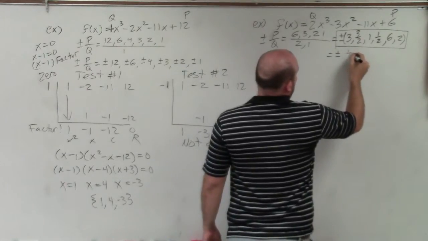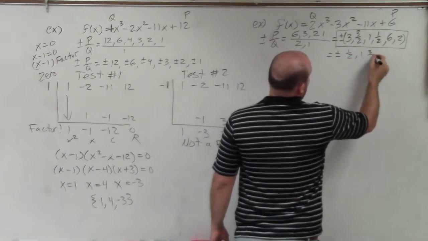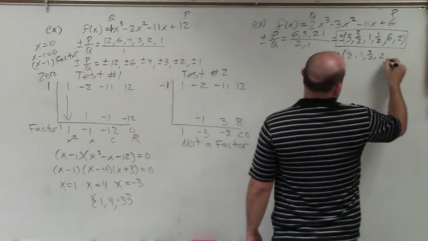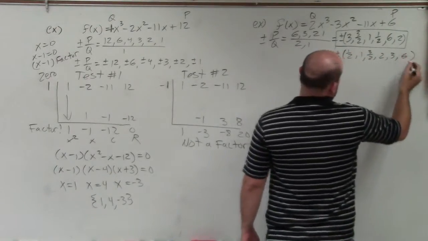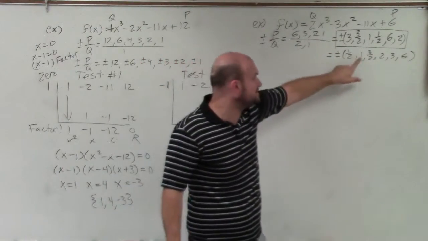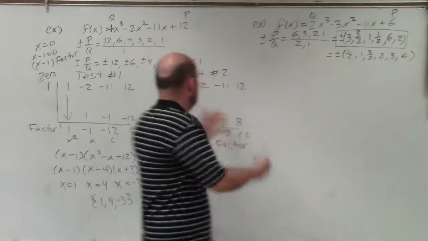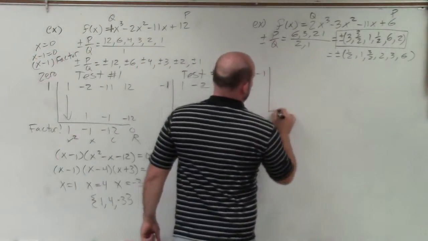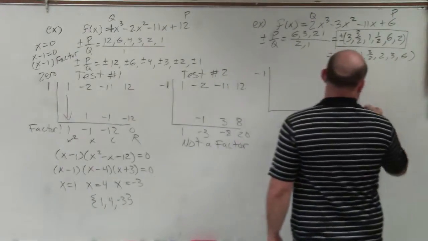Let's do 1/2, 1, 3/2, 2, 3, and 6. So those are all going to be your rational zeros. The best thing I would do is start with 1. That's the easiest. I did synthetic division pretty easily. So let's do negative 1 and positive 1.